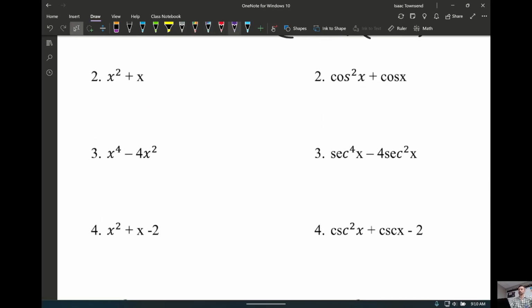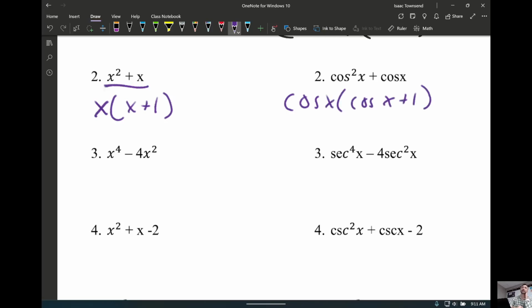Okay, question two. This looks like GCF here. They both have an x in common, so I can factor it out. Same exact thing over here. Instead of x's, they're cosine x's. But if they both have a cosine x, we can factor that out as a GCF. Just take note. X's are becoming cosine x's, but the factoring strategy is no different.